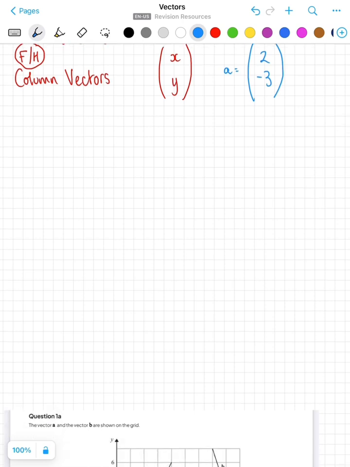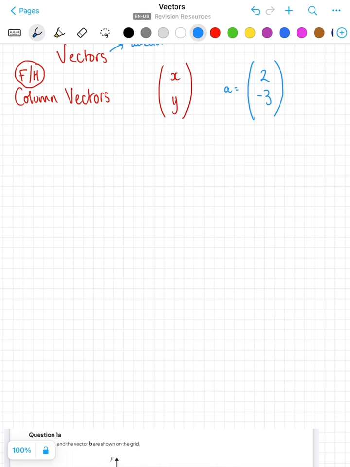So for a, we have 2 and minus 3. If we pick a starting point for our vector, the x direction is 2. Now it's a positive 2, which means we move 2 units to the right. Y is minus 3, so we move 1, 2, 3 down because it's a negative value for y. And where we end up, we join that together and we show an arrow because our vector is directional.